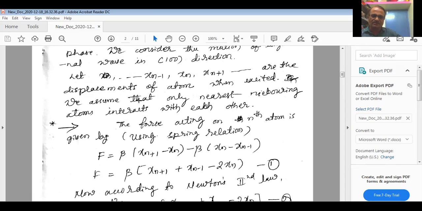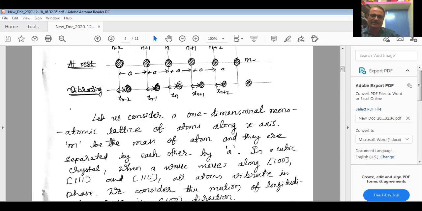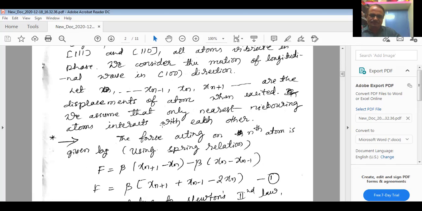So displacement of atoms: when excited, we assume that only neighboring atoms interact with each other. Only nearest neighboring atoms. That means this atom interacts with this, but this will not interact with this. That is the meaning of nearest neighbors. So this atom will interact with this atom, and this atom will interact with this atom. So this much interaction will be there. This atom will not interact with this atom or this atom. So the meaning of nearest neighbors means that one. Only the adjacent atoms' interactions will be along with the adjacent atoms.